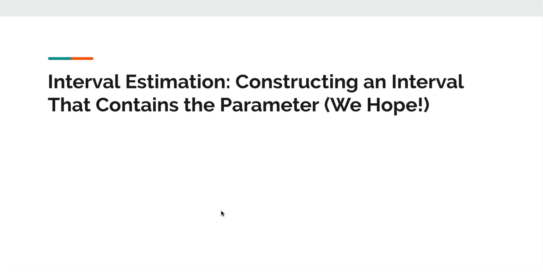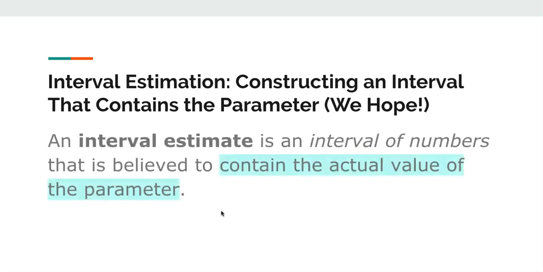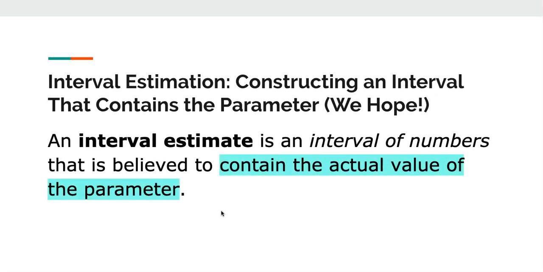So when we create the interval, what we're hoping is that the true population parameter is captured in that interval. That's what we hope. An interval estimate is an interval of numbers, from one number to another number, that is believed to contain the actual value of the parameter. We'll talk about something called confidence level, things like we are 95% confident or 99% confident.